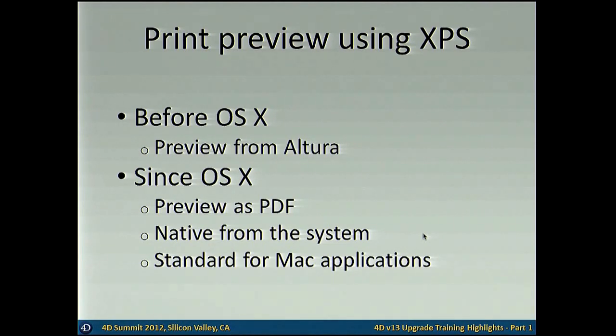Before OS X, in times of OS 9, OS 8, and before, there was a print preview coming from the Altura toolbox inside 4D. Since OS X, PDF belongs to the system standard as Preview, and we also use this print standard with 4D. It is native, coming from the system, and is a standard for all Macintosh applications.